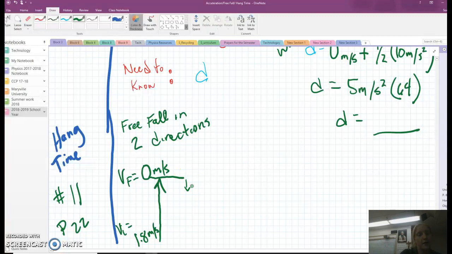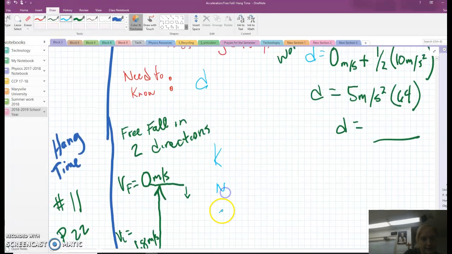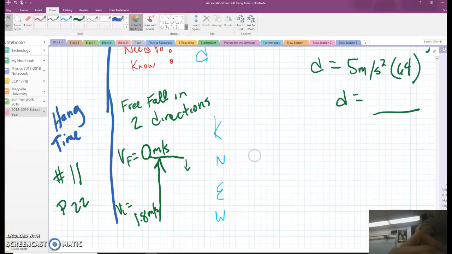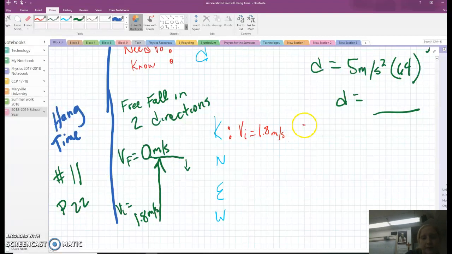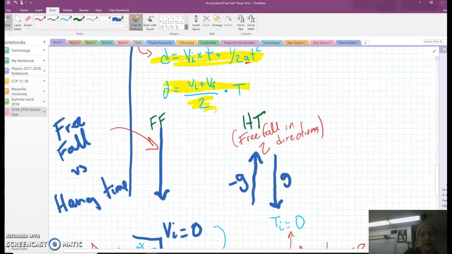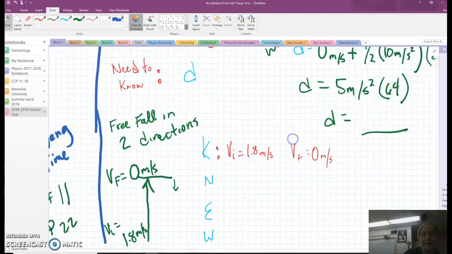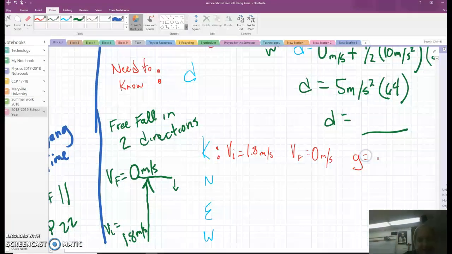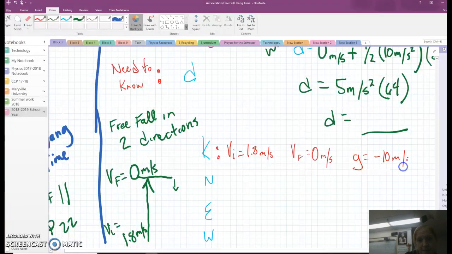Okay, the other things I know, so let's work through my K, N, E, W. My known is VI is 1.8 meters per second. My V final is 0 meters per second. My gravity, what did I tell you about moving upwards? When I move upwards, my gravity is negative. So in this case, gravity is a negative 10 meters per second squared.